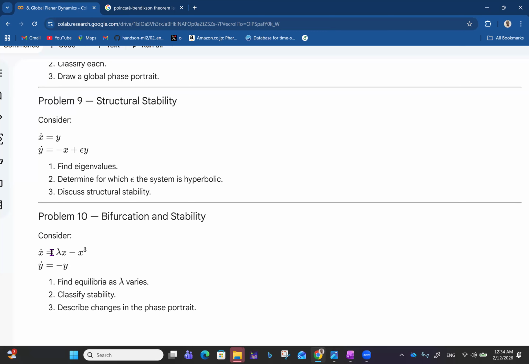Then bifurcation and stability. Consider this: x dot is this and y dot is that. Find equilibrium as lambda varies. For varying lambda, it's sure that y is 0. But in this case, you can have some behavior here based on the varying lambda. Then classify stability, describe changes in the phase portrait.